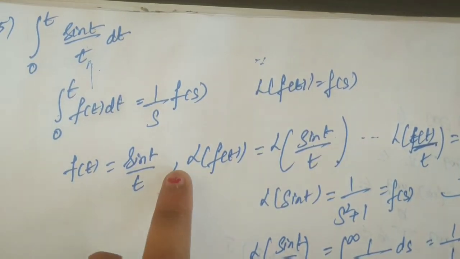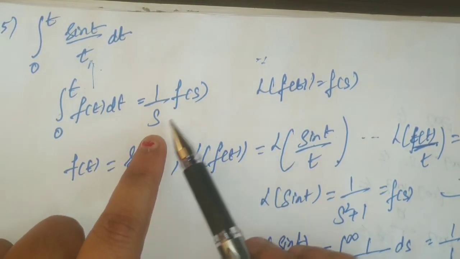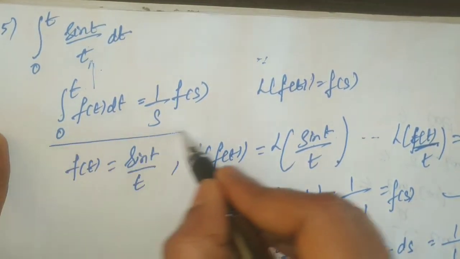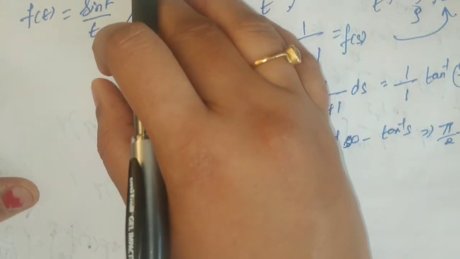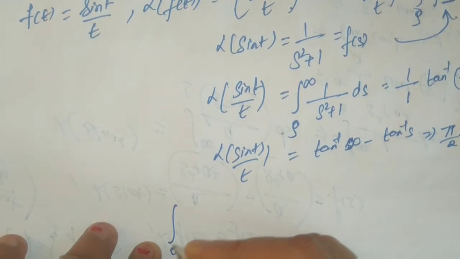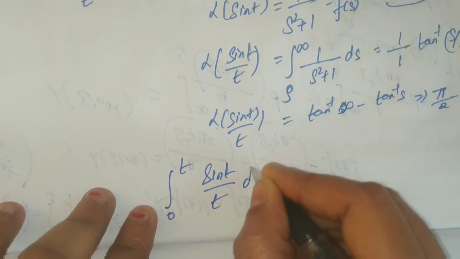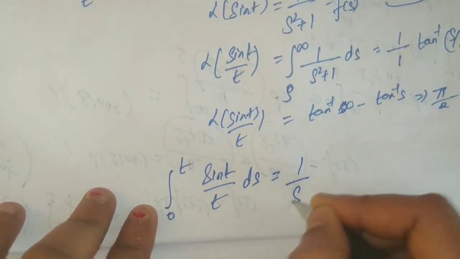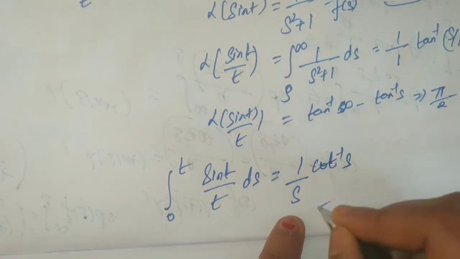So you can go back to the formula. Whenever you have integral, then the formula is 1 by s into f of s, right? We got f of s. So your answer is Laplace of integral 0 to t sin t by t dt is equal to 1 by s into f of s. What is f of s? We got cot inverse s.